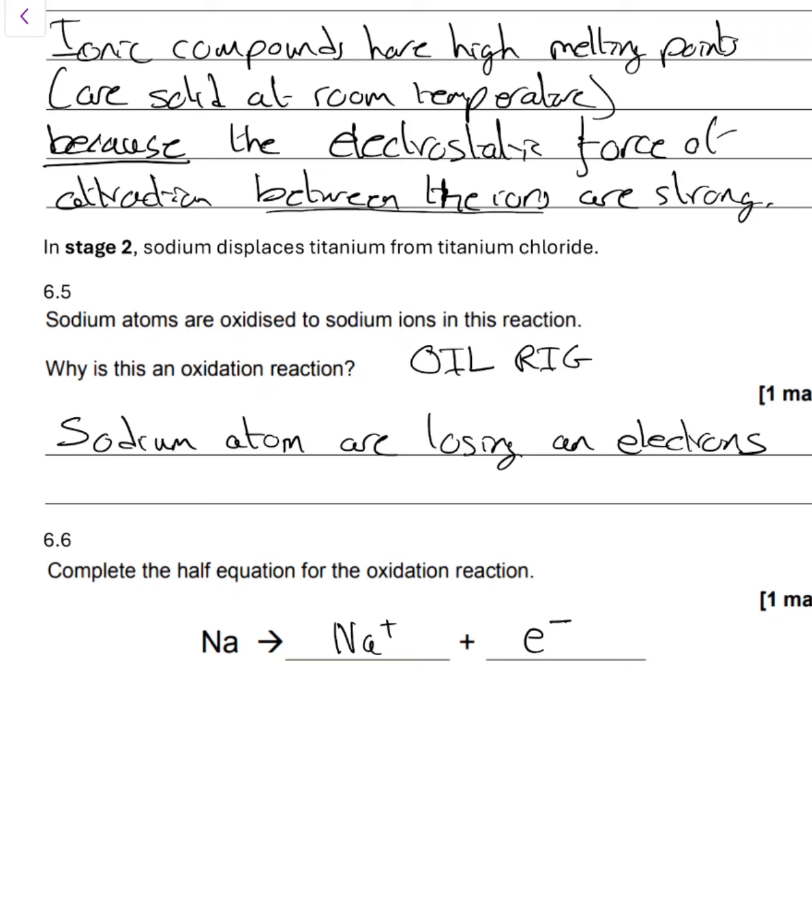You have to write e minus. If you just write down e, that's not correct. You have to write down an equation. You can't write down in words. It has to be Na plus and e minus.